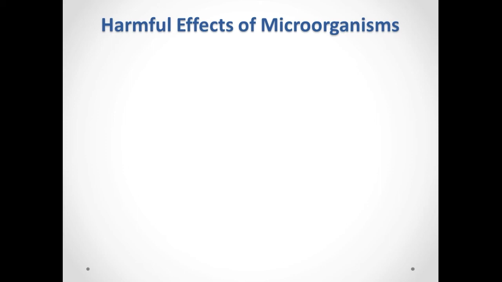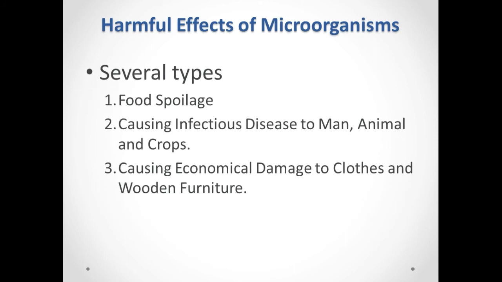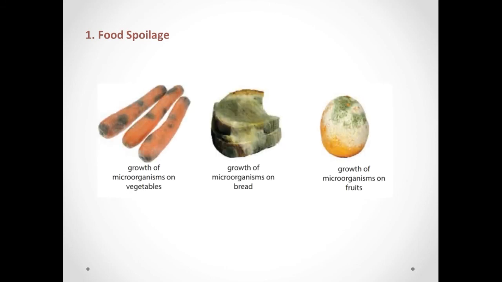Now let's see the harmful effects of microorganisms. Harmful effects of microorganisms are also of several types, such as food spoilage, causing infectious diseases to man, animal, and crops, and causing economical damages to clothes and wooden furniture. First, let's learn about food spoilage. Growth of microorganisms on vegetables, growth of microorganisms on bread, growth of microorganisms on fruits.